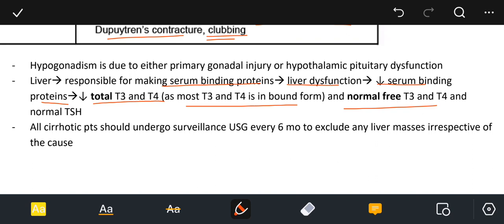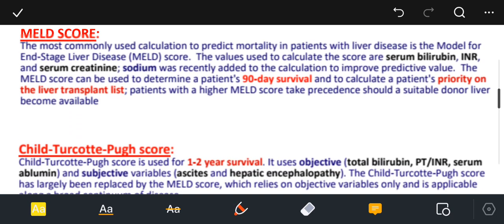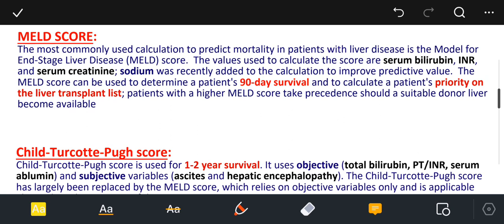All cirrhotic patients should undergo surveillance ultrasonography every 6 months to exclude any liver mass irrespective of the cause. Now we should talk about the MELD score. The most commonly used calculation to predict mortality in patients with liver disease is the Model for End-stage Liver Disease score, that is the MELD score. The values used to calculate the score are serum bilirubin, INR, and serum creatinine. Sodium was recently added to the calculation to improve the predictive value.